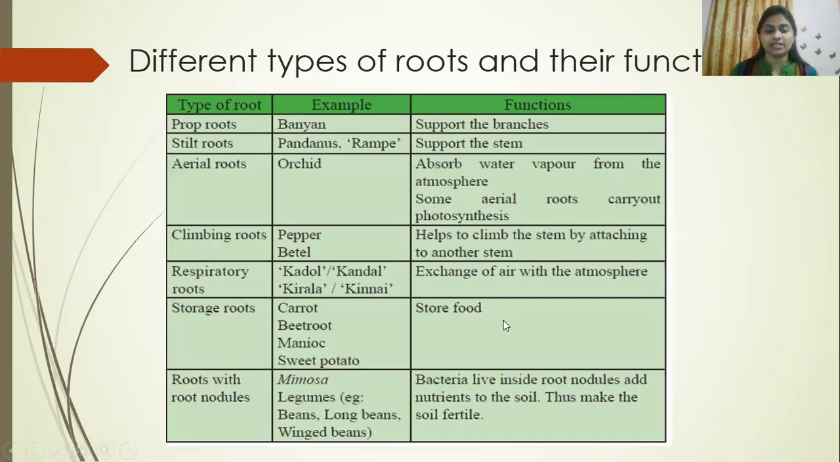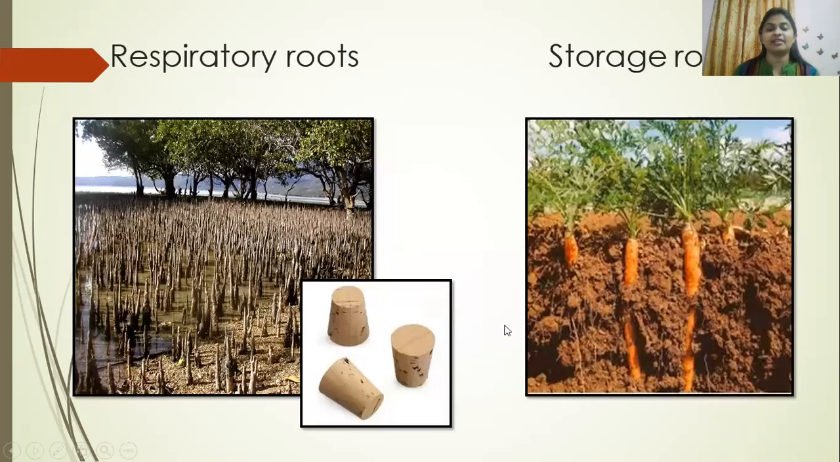We'll go to the next type of root, that is respiratory roots. This is also something strange. Sometimes you might have seen, sometimes not. We'll see, I'll show a nice picture. This type of root helps in exchange of air with the atmosphere, right? And storage roots help to store food. Look at this nice scenery of respiratory roots.